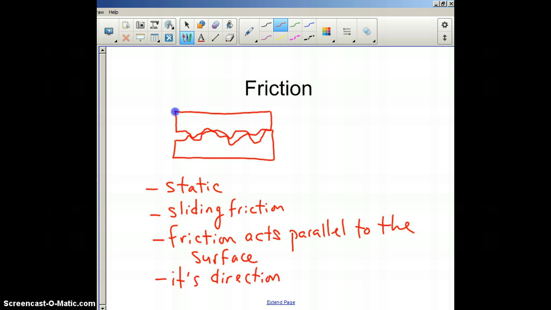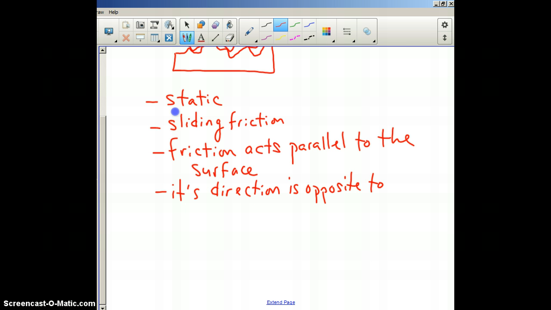Also, its direction is opposite to the way that the object is moving. Another feature of friction is that it depends on the nature of the materials. For example, friction would be higher between sandpaper and concrete than it would be between sandpaper and glass. So generally, the rougher the surfaces are, the higher the friction will be.